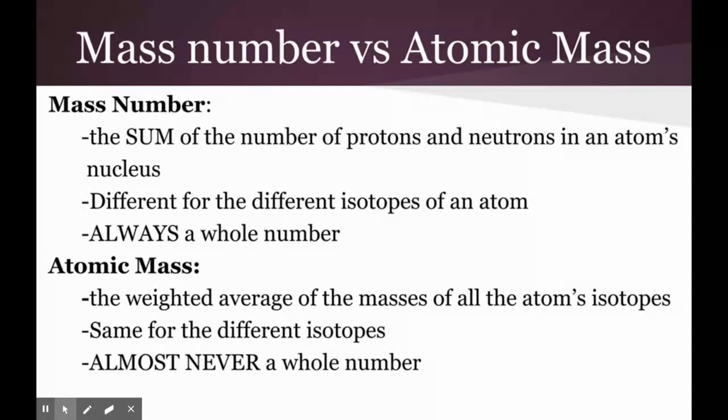The atomic mass is the weighted average of the masses of all of the different isotopes of an atom. So it will be the same no matter what isotope we're talking about, and it is almost never a whole number.